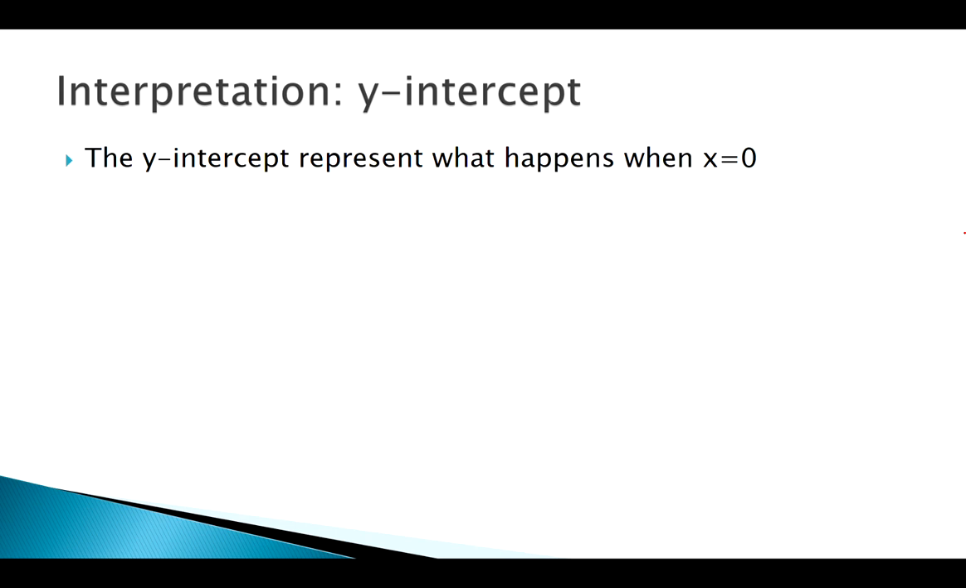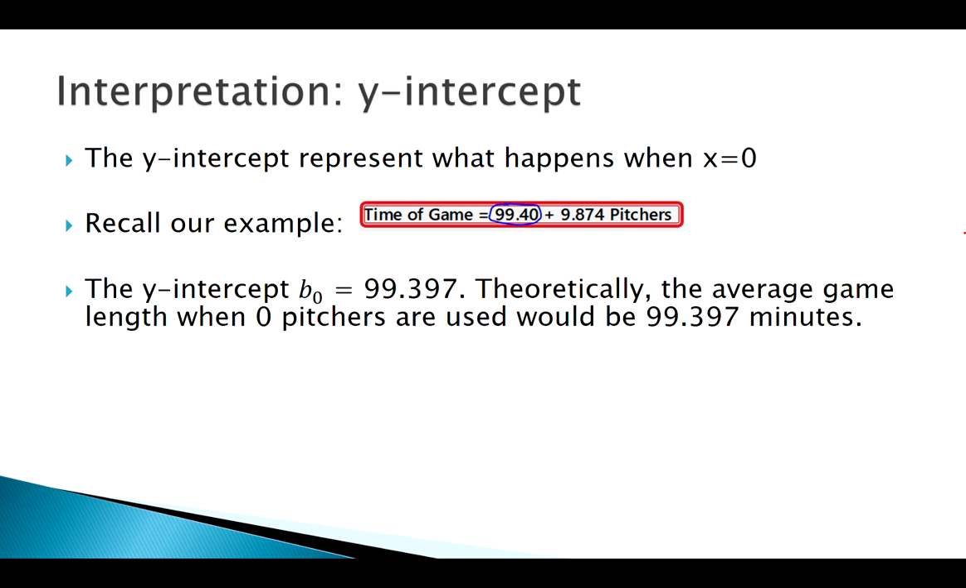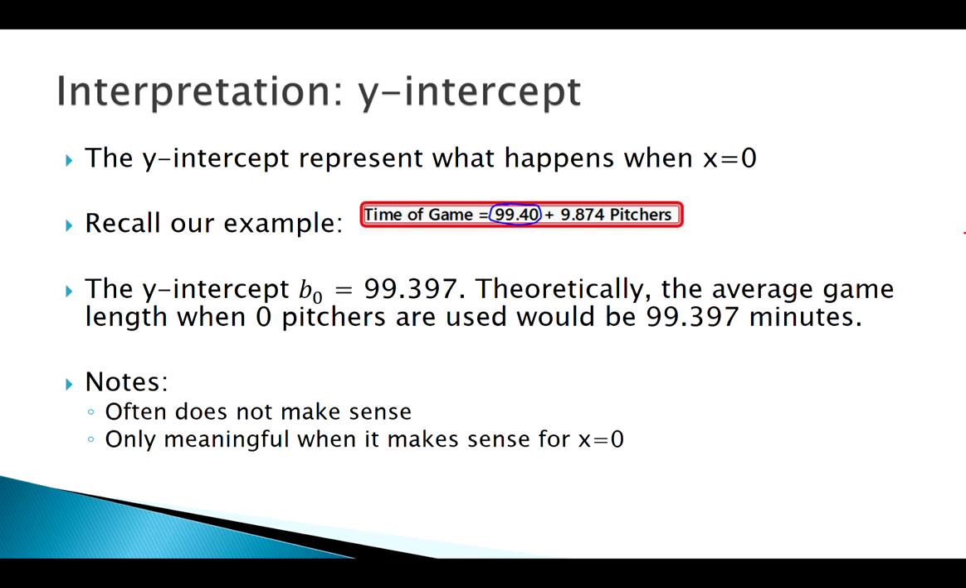What about the y-intercept? That's telling us what happens when x is 0. For our example, that was 99.397. Our slope usually has a pretty useful interpretation. Our y-intercept, though, doesn't always make a whole lot of sense. In this example, it doesn't make a ton of sense because if we use 0 pitchers, there wouldn't be a game. So it doesn't make sense to say a game's going to be 100 minutes with no pitchers. It's really only meaningful when it could make sense for x to be 0, and it's really only useful when we actually have data for what happens when x is 0.